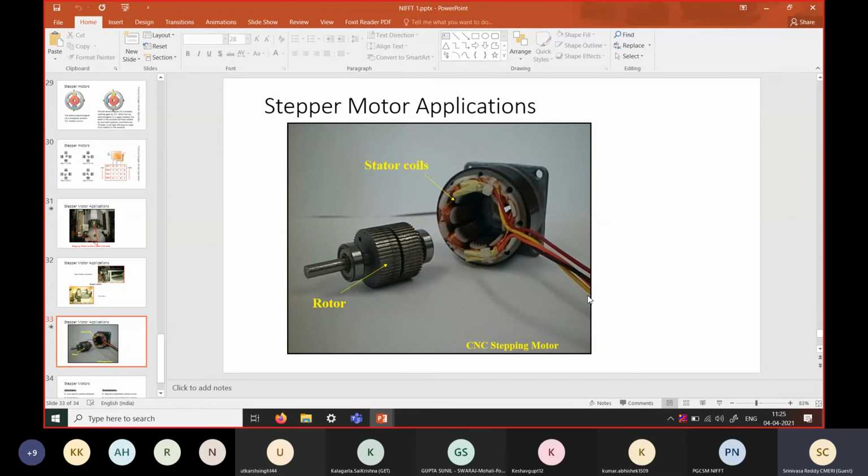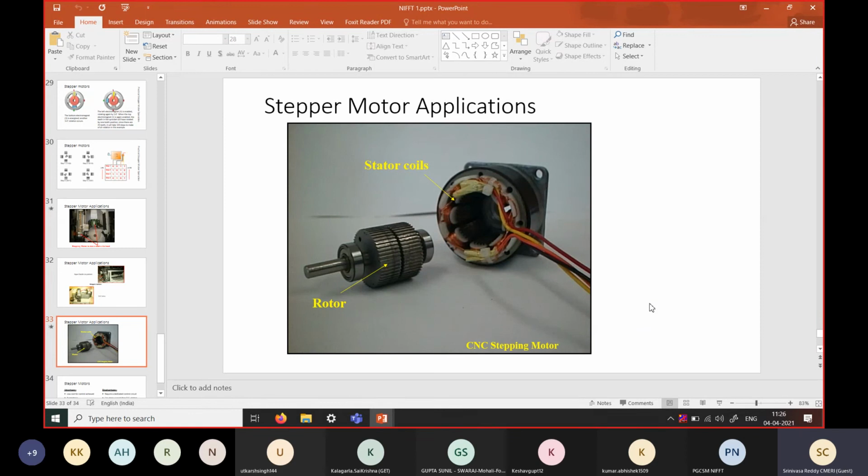So this is a practical construction of the stepper motor. You can see that there are several teeth on the rotor, and there are the stator coils. Here we can see that there are 4 coils, and so there are 4 wires coming out of the motor. Though there are 4 coils, the number of teeth on the rotor and the number of teeth on the stator will determine its resolution. We have seen that by using permanent magnets with 4 coils, we can achieve a maximum of 45 degrees.